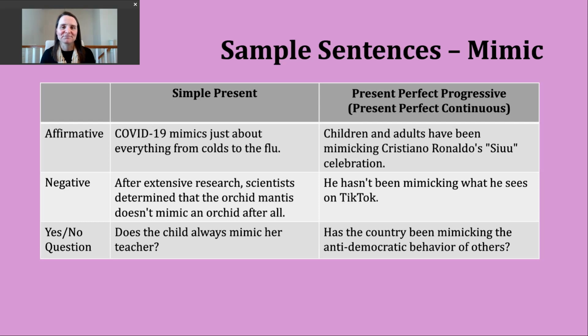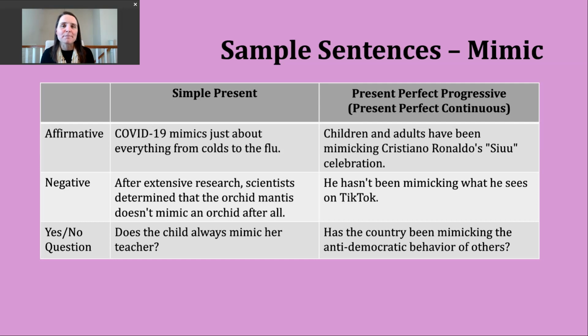actions, etc. Now let's take some time to look at using the verb mimic in the present perfect progressive. We use this verb tense to talk about an action that started in the past and continues into the present. Sometimes in textbooks or other teachers might call this the present perfect continuous. They mean the same thing.